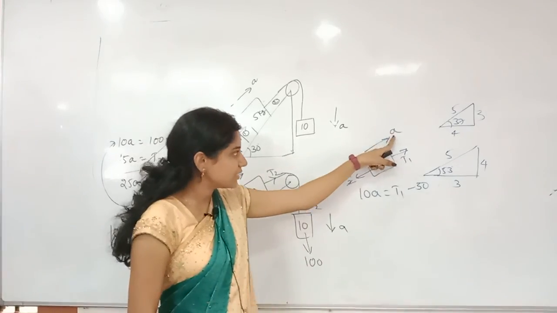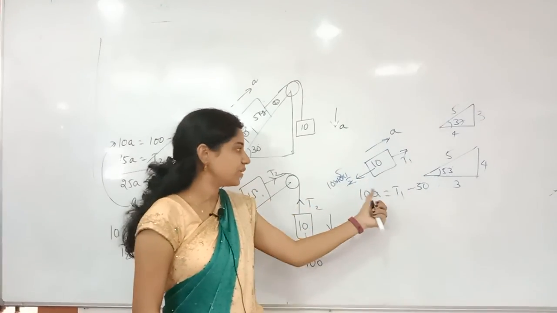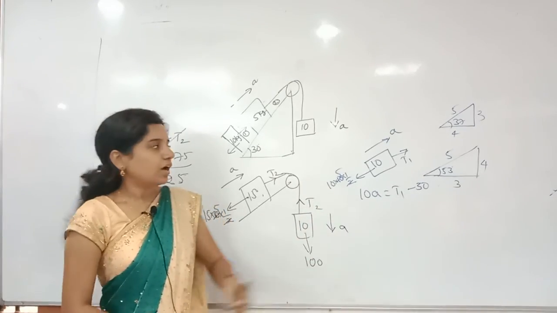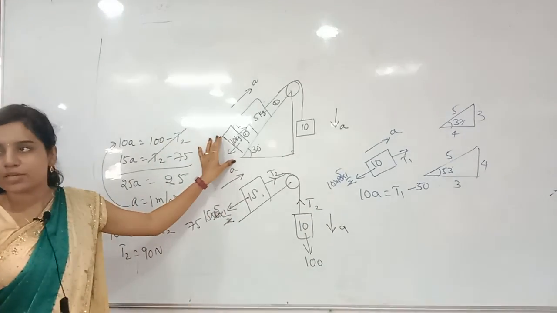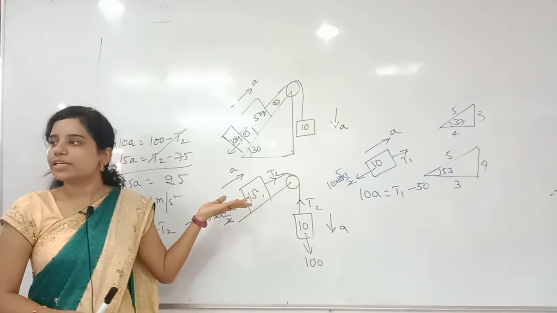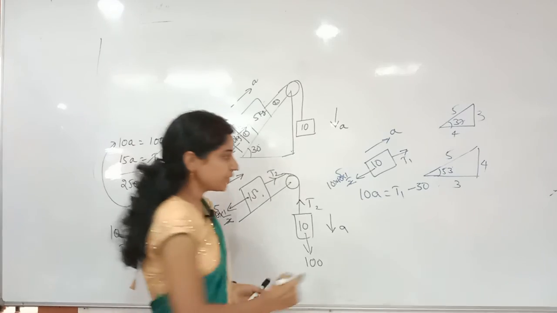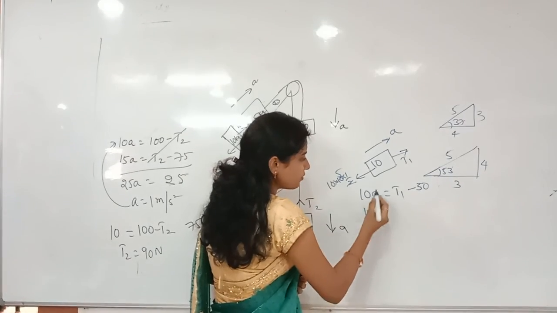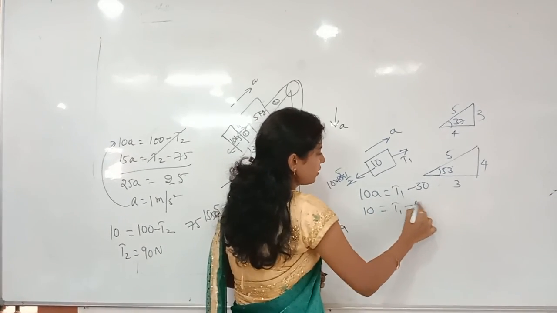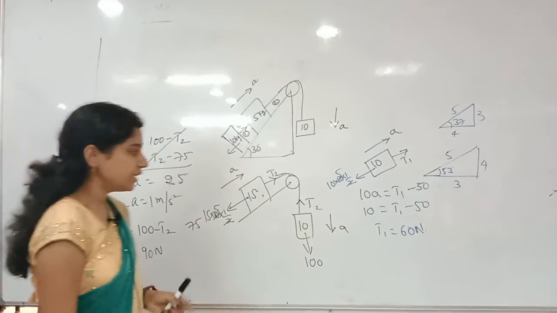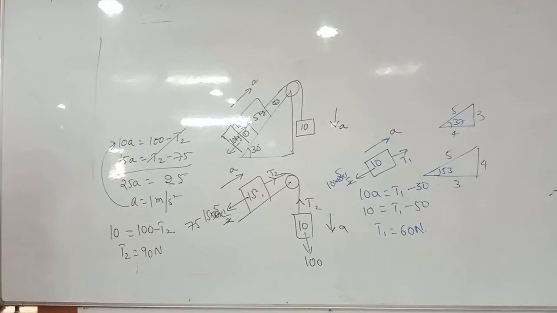Clear? For the acceleration, who is supporting here? T1 is supporting. And who is opposing here? Mg sin theta is opposing. Of course, this body is on the inclined plane, so Mg sin theta is acting. So 10A, A is 1, equals T1 minus 50. Then T1 equals 60 newtons. T1 is 60 newtons, T2 is 90 newtons.